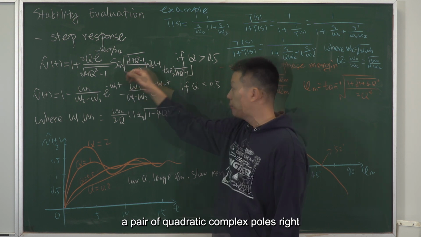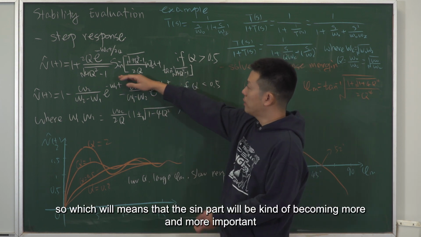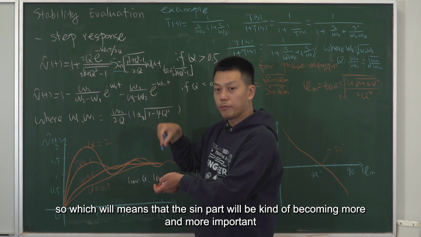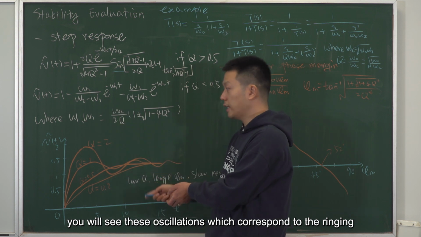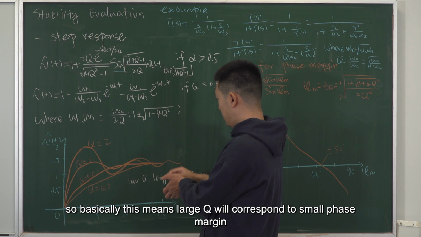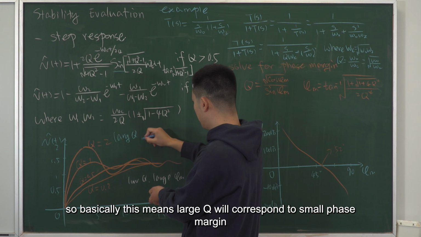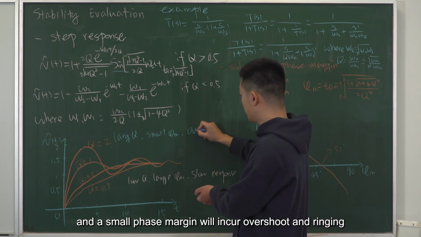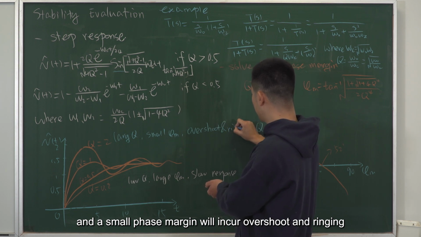So basically, large Q corresponds to this case, a pair of quadratic complex poles, right? Which means that the sinusoidal part will become more and more important. You will see these oscillations which correspond to the ringing. So basically, this means large Q will correspond to small phase margin. And small phase margin will incur overshoot and ringing.